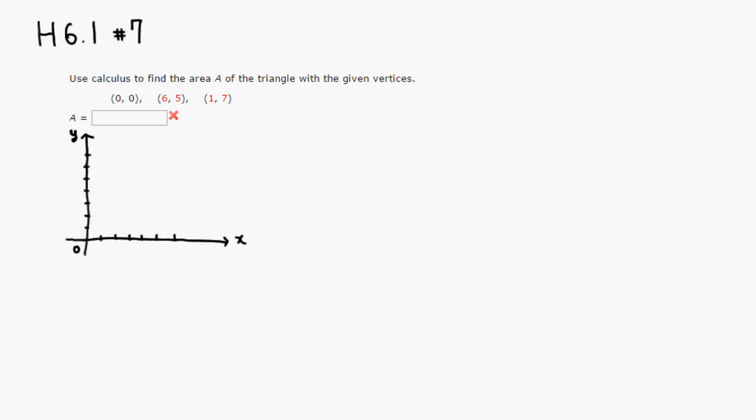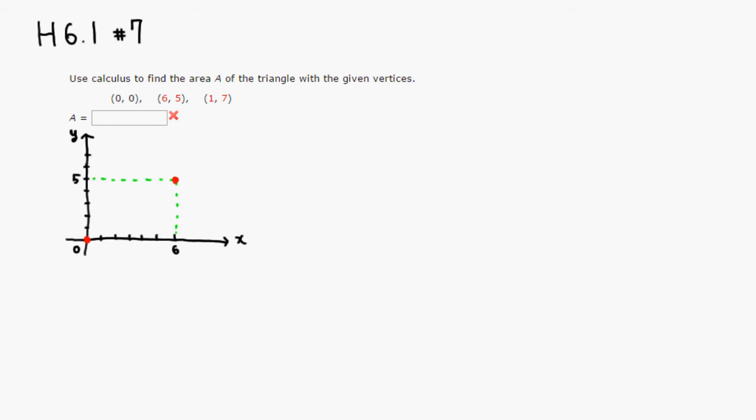So (0, 0) is the origin, so it's right here. And (6, 5): let's see, 1, 2, 3, 4, 5, 6, so 6 is right here, and the 5, 1, 2, 3, 4, 5, right there. So the second point is going to be somewhere around there. So we have (6, 5) right there.